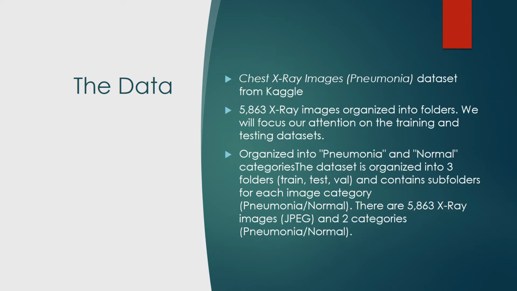To start this project, we needed to find some data. We'll be using the chest X-ray pneumonia dataset, which was compiled by Kaggle user Paul Mooney. The dataset is organized into 3 folders, train, test, and val, and contains subfolders for each image category, pneumonia or normal. In total, there are 5,863 X-ray images in JPEGs and 2 categories of photos, pneumonia and normal.